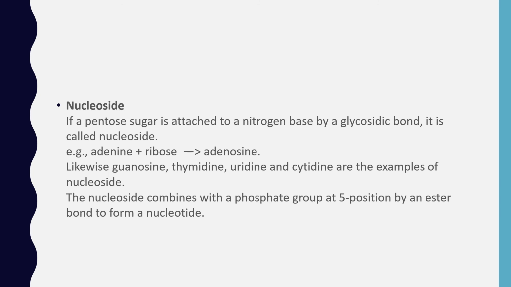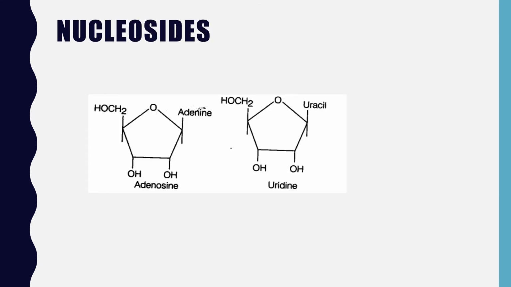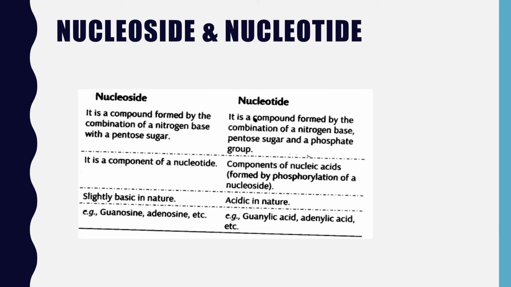So the nucleoside combines with the phosphate group at 5 position by an ester bond to form a nucleotide. मतलब जब इस nucleoside से phosphate group attach हो जाएगा 5th position पे और वहाँ बनेगा ester bond, तब ये क्या बन जाएगा? Nucleotide. Here you can see nucleosides, इसमें फॉस्फेट ग्रुप नहीं है, पेंटोज शुगर है और नाइट्रोजनस बेस है, तो ये है न्यूक्लियोसाइड. Here you can get the differences between the nucleoside and nucleotides.